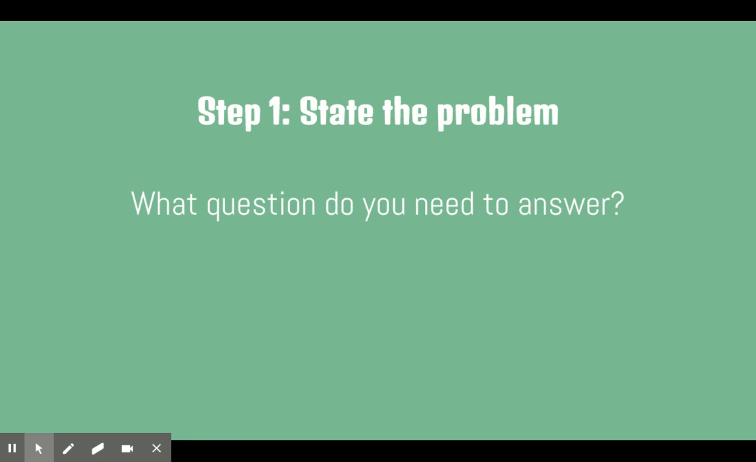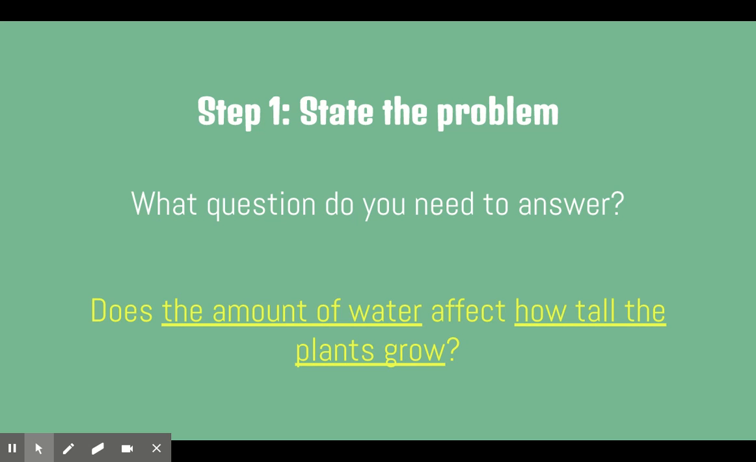Step 1, state the problem. When you state the problem, you ask, what question do you need to answer? So in the Growing Plants Gizmo, we were asking the question, does the amount of water affect how tall the plants grow? That was the question we were asking. That was what we were trying to answer. So now we go on to step 2.